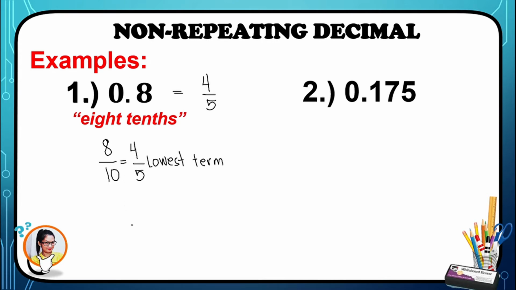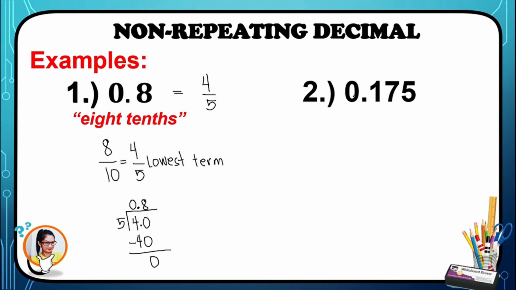To prove that, let us divide 4 by 5. Is there 5 in 4? None, so we will have 0. So we're going to add 0. Now, how many 5 are there in 40? We have here 8. 8 times 5 is 40. So 40 minus 40, the answer is 0. So as you observe, our answer here is 0.8. This proves that 0.8 is equal to 4/5.